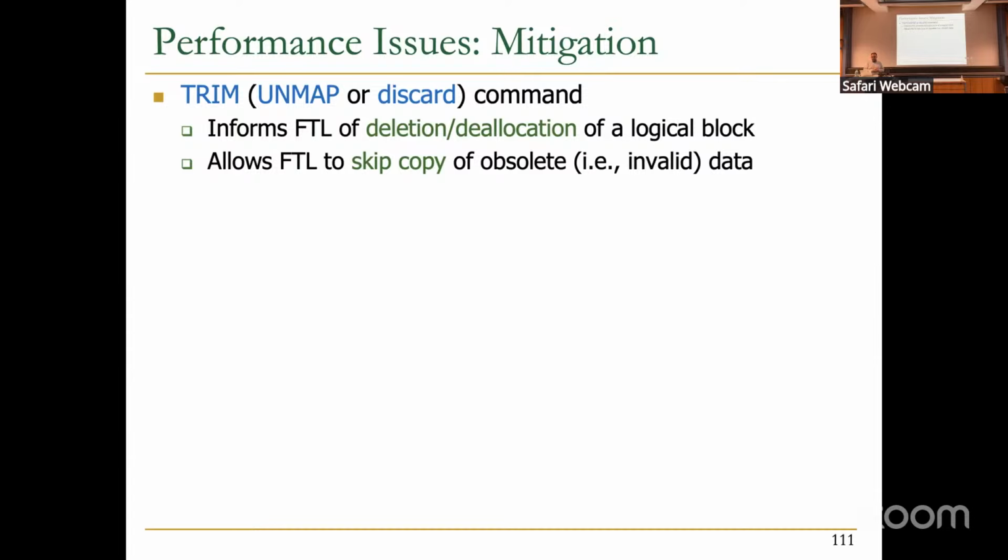So one thing here is that, for example, in an HDD, when at the OS level you just delete a file, it is only deleted from the page mapping address, essentially. But that file is still located in the SSD, meaning that when you have garbage collection, the SSD will consider that file still a valid location and will keep copying it to another location. By using the trim command, you can inform the SSD of the deletion or deallocation of a logical block, and that allows the FTL to skip copying of obsolete data.